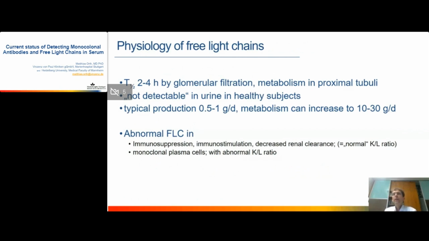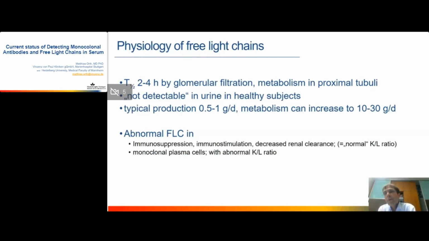The kidneys are very important in the metabolism of these free light chains. So under normal circumstances, we have a half-life of about 2 to 4 hours for the free light chains. They are completely glomerularly filtrated, but they're metabolized in the proximal tubuli. And in normal healthy subjects, these free light chains are not detectable in the urine. They are excreted only in such low concentrations that it's hard to tell that they're present.